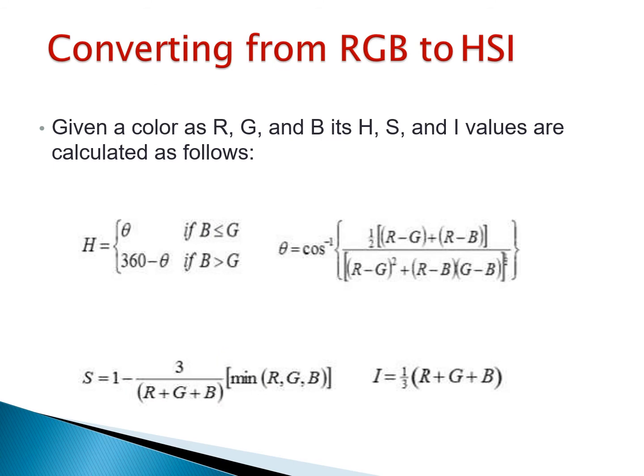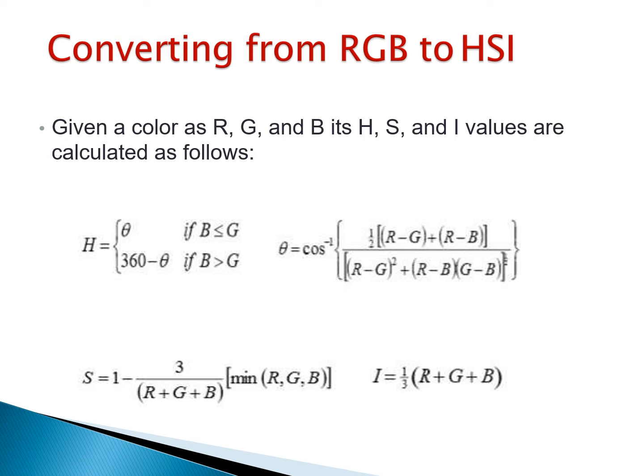Now we will see how we can convert from the RGB to the HSI color model. If we have an image in the RGB color format, the H component of each of these RGB pixels can be calculated using this equation, where H is equal to theta if B is less than or equal to G, and 360 minus theta if B is greater than G, where the theta value can be got by making use of the cos inverse of the red, green and blue components.